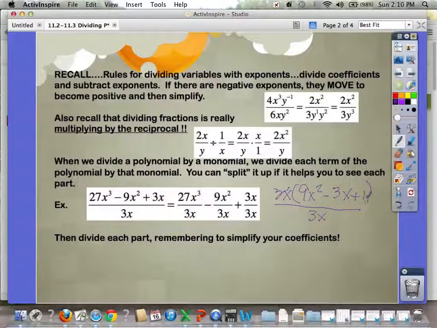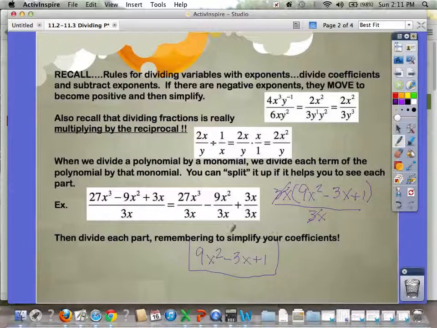9 times 1, because it's a type 2, we do 9 times 1, which is 9. Factors of 9 that add to be 3, and there aren't any, so we know that is completely done. Now once you have it to this point, you go ahead and cross out stuff that's in common. Well, this 3x goes away. And that'll leave you with just 9x squared minus 3x plus 1 as your answer.